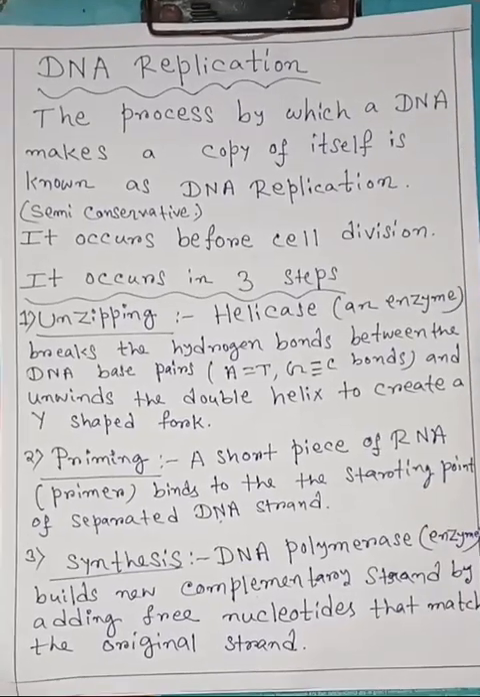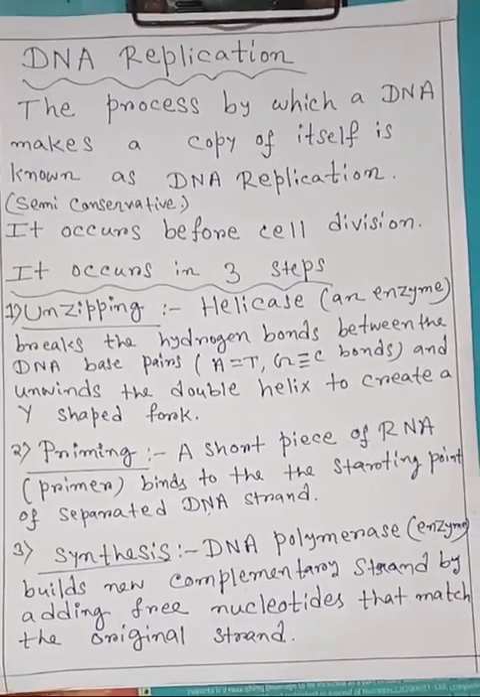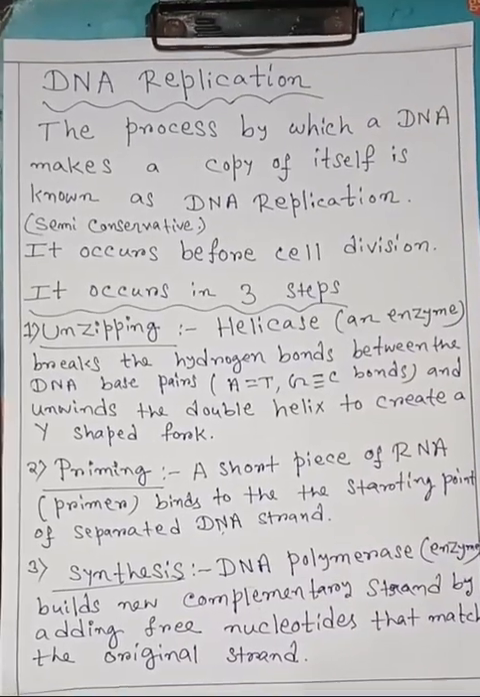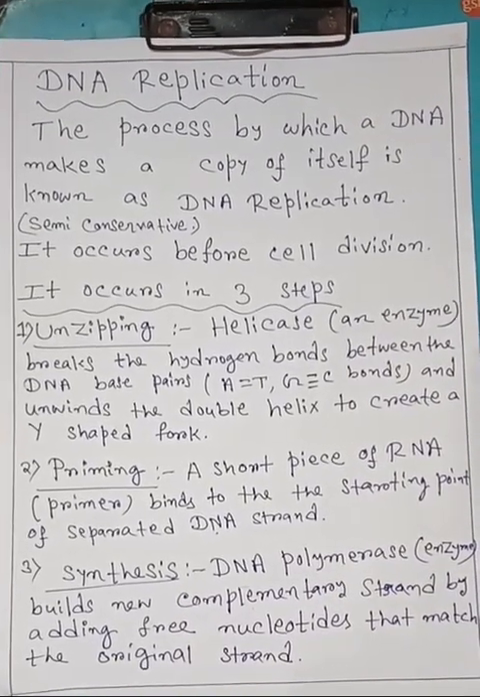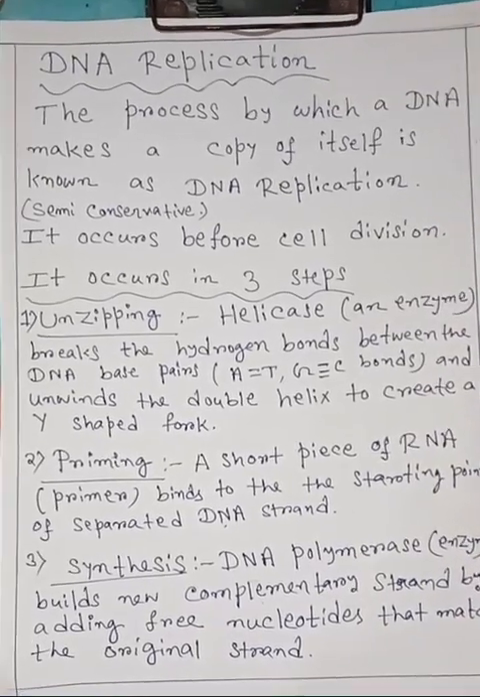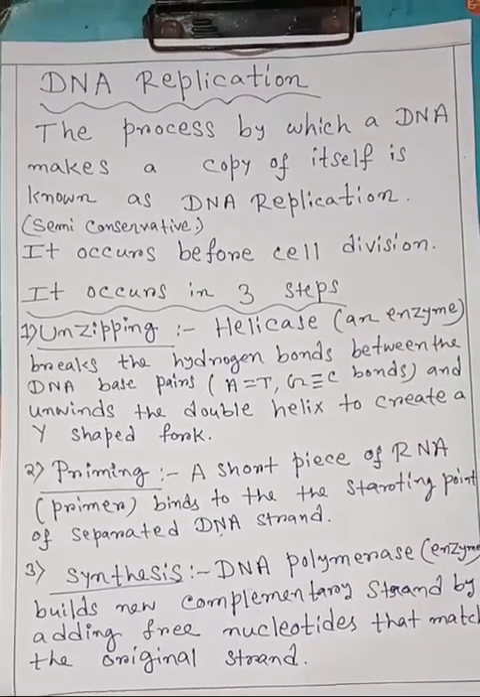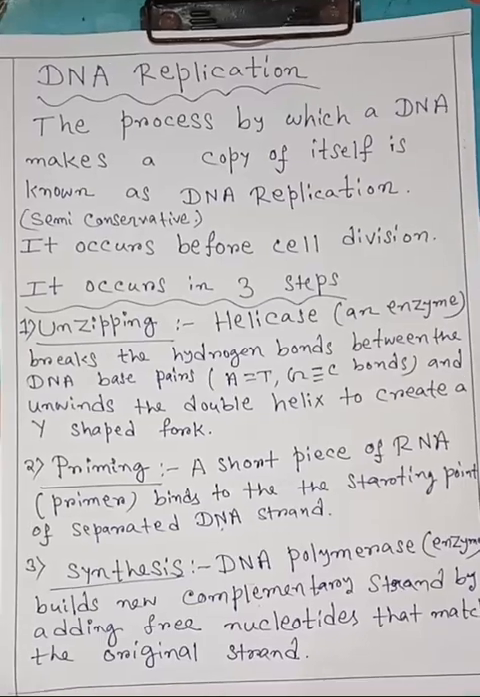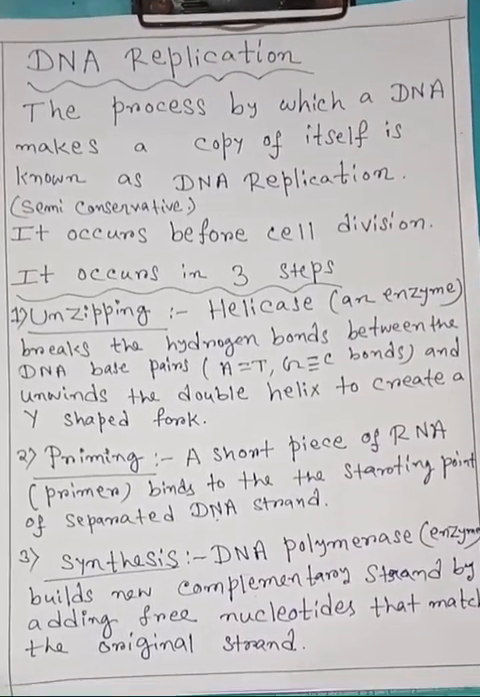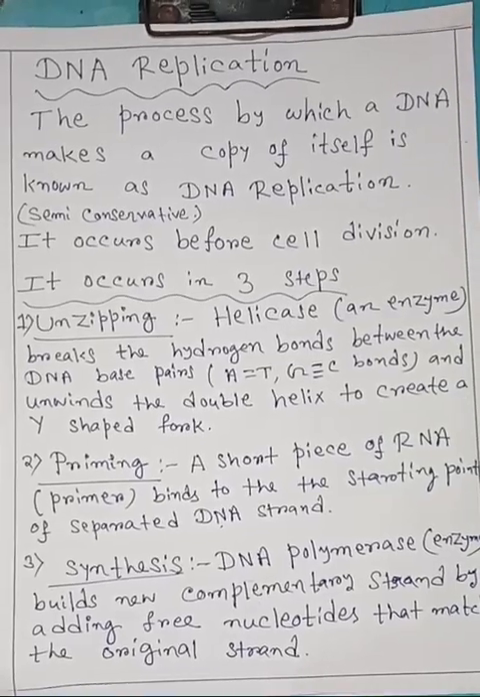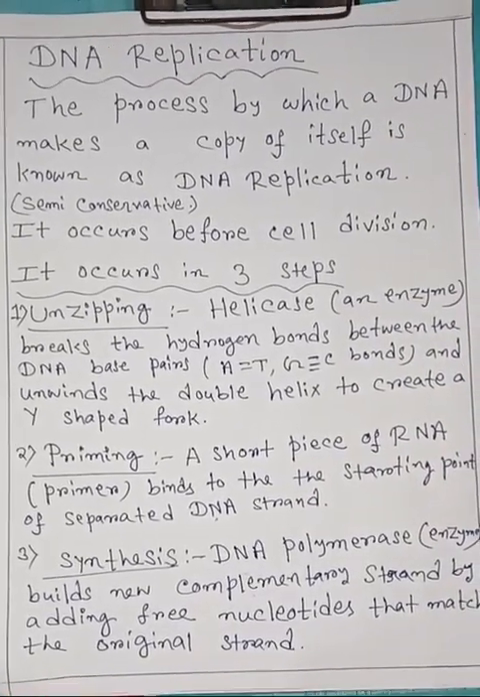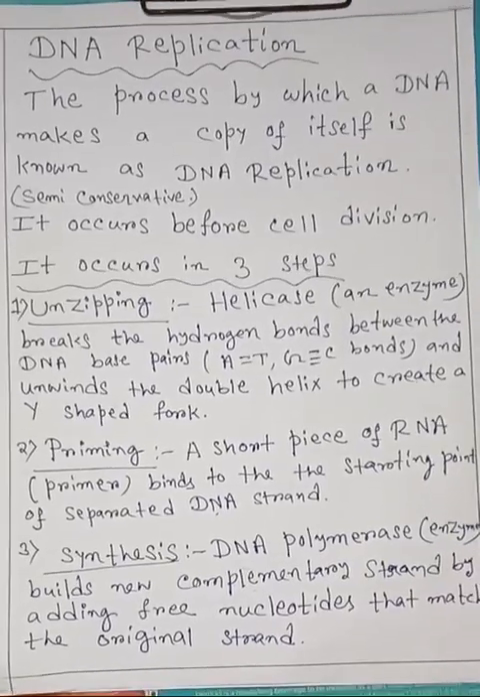It occurs before cell division in the S phase or the synthesis phase. And it occurs before both types of cell division, mitosis and meiosis. So DNA replication is the process by which a DNA makes an exact copy or exact replica of itself. And DNA replication occurs prior to cell division, both types of cell division, mitosis and meiosis. And DNA replication process is semi-conservative. It occurs in 3 steps.